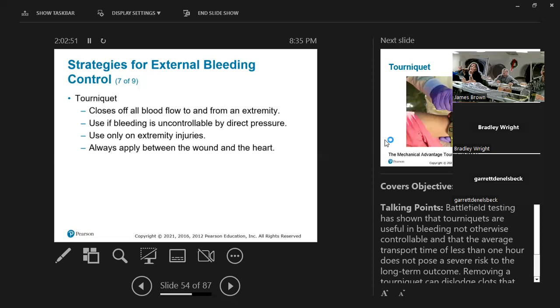So the big thing to know about this stuff on the rig is that we carry one tourniquet that I know of in the trauma bag. So God forbid you ever have to use this knowledge, but how else can you form a tourniquet?